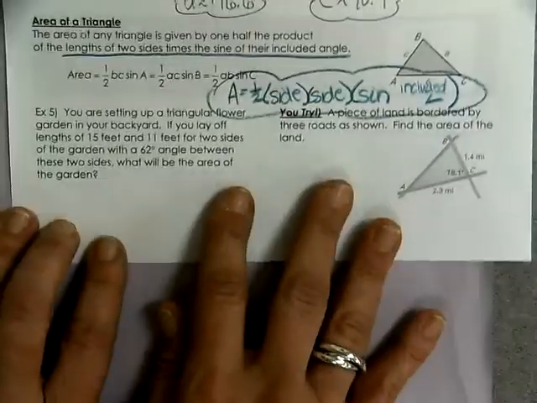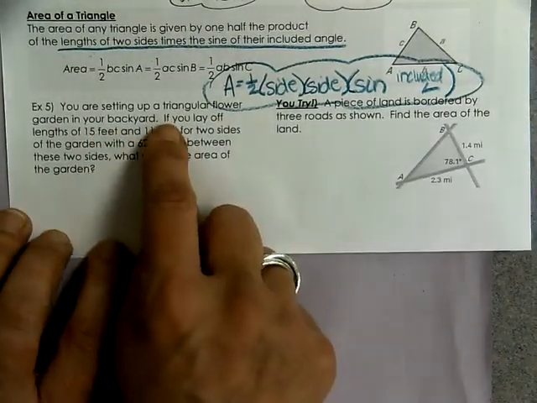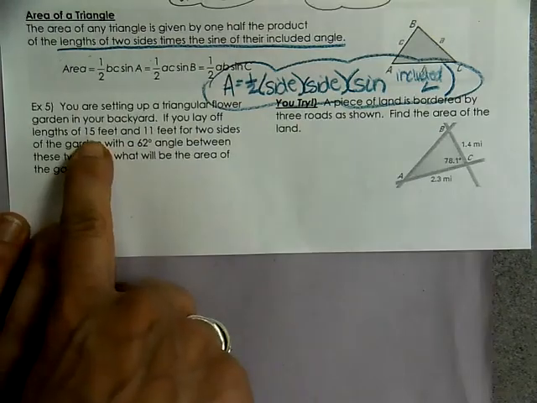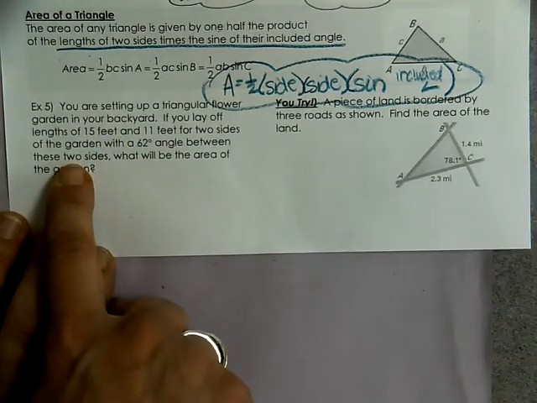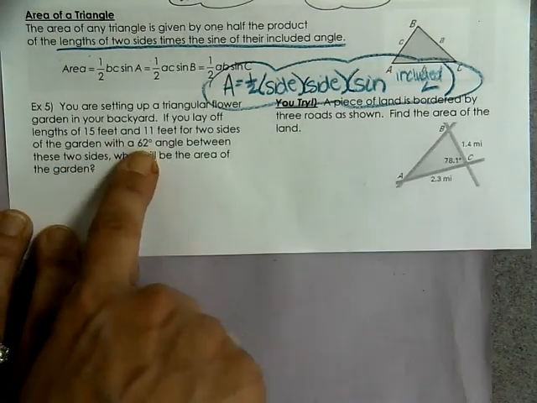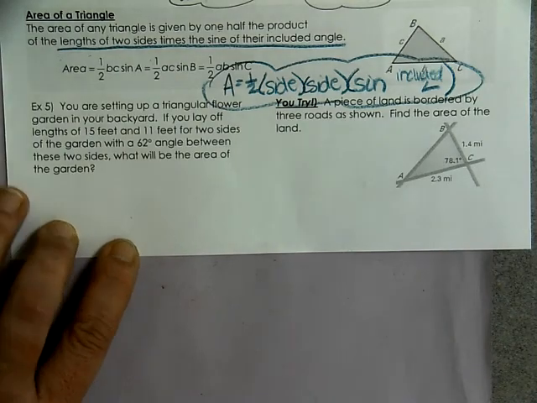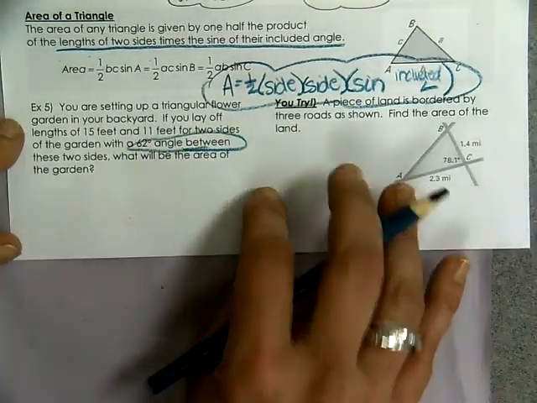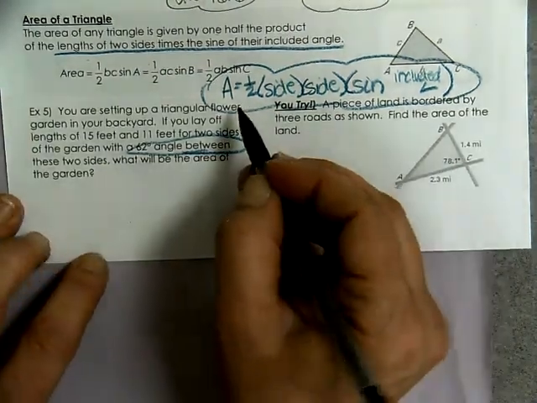So in example 5, this says you are setting up a triangular flower garden in your backyard. You lay off lengths of 15 feet and 11 feet for two sides of the garden with a 62 degree angle between these two sides. What will be the area of the garden? Oh, good. It says that the angle is between the two sides. So that means that we can use this formula.